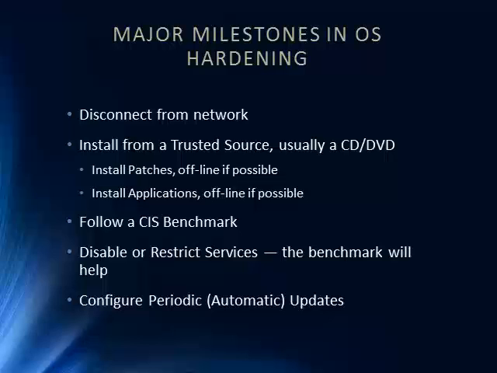You also want to disable or restrict services, and the benchmarks will help to determine which ones should be disabled and or restricted. And you want to configure periodic updates accordingly. So again, if we map this back to the Microsoft checklist, we install from offline. We install everything from offline. So we install the OS when it's disconnected from the network, and then we install the applications, the software, and the patches offline, and then we have to configure our updates correctly so that we're always getting automatic updates.